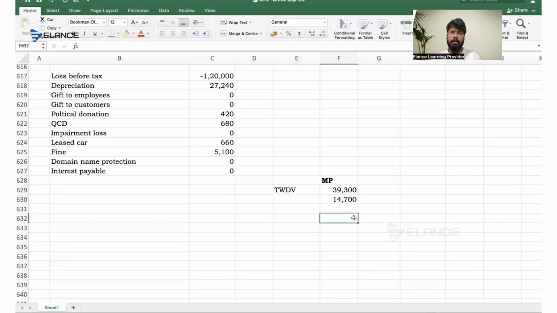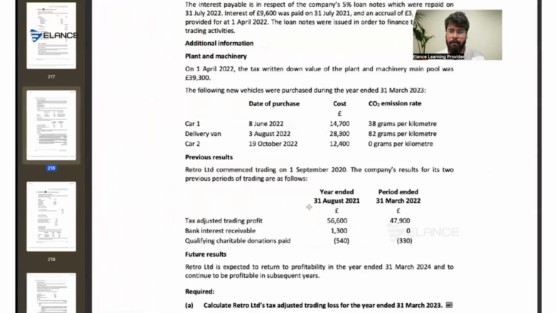Because for cars, only two allowances can be used. First, a car can use the first year allowance. To use that first year allowance, the car should have zero CO2 emission and it should be a new car. After that, any cars posted in any pool will get WDA. These are the only two allowances a car will get. So in our example, car 1 cannot use the FYA, first year allowance, so that car's value will directly go into the main pool.